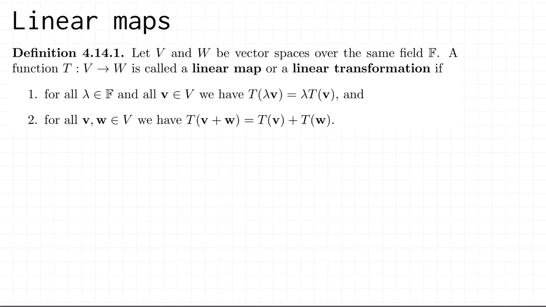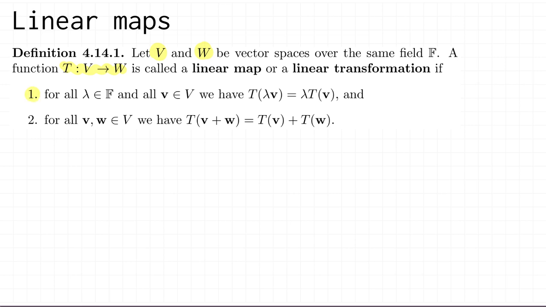We take two vector spaces V and W over the same field, so they have to be both real vector spaces, or both complex vector spaces, or both vector spaces over the field with two elements, whatever, but they must be over the same field. In that case, a function T from V to W is called a linear map, or a linear transformation, if it respects scalar multiplication and it respects addition. Now, what I mean by that is the following two statements.